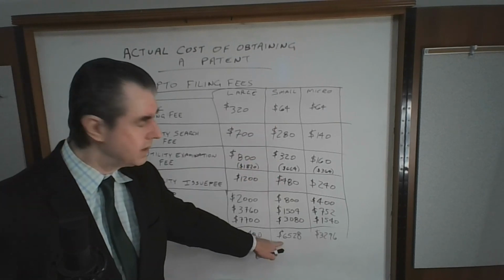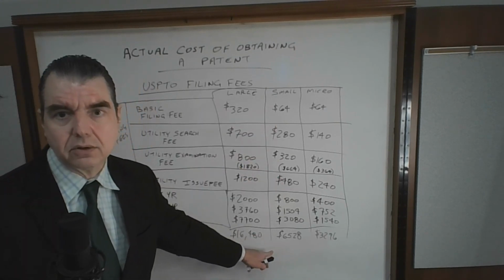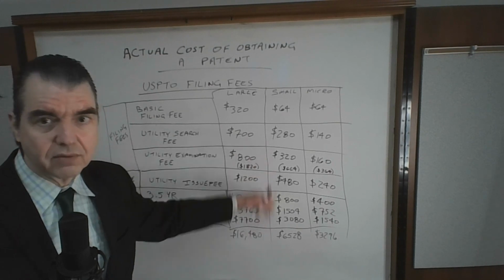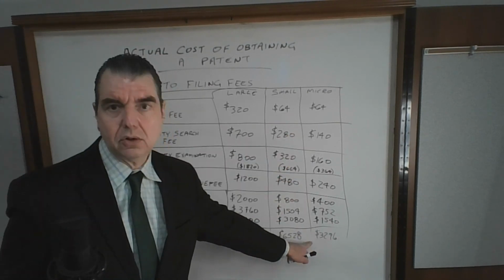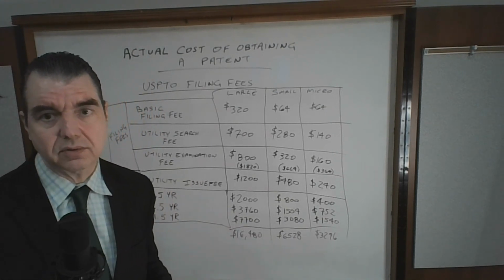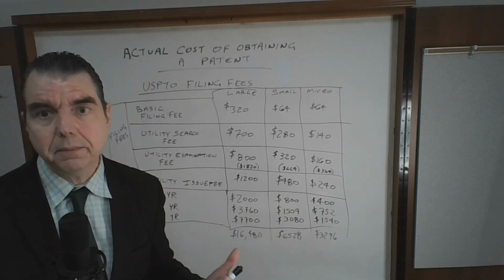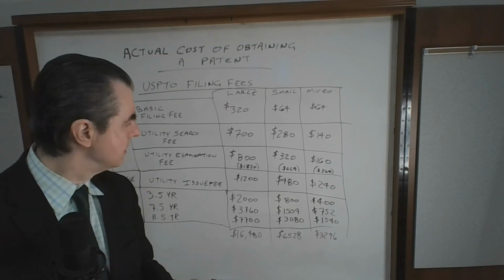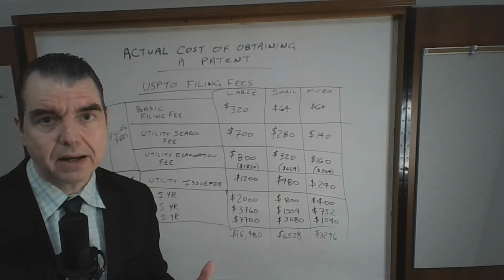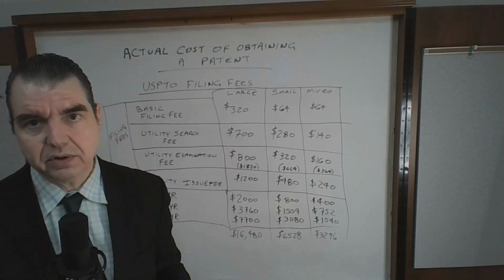As a small entity, you're paying close to $7,000 to keep the patent in force after you've gone through filing and prosecution. And for a micro entity, you're paying over $3,000. Again, this is just the filing fee, the issue fee if the patent gets granted, and the maintenance fees to keep the patent in force. What about the legal fees involved?